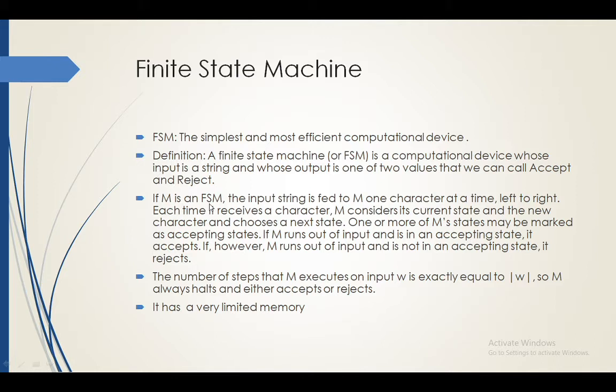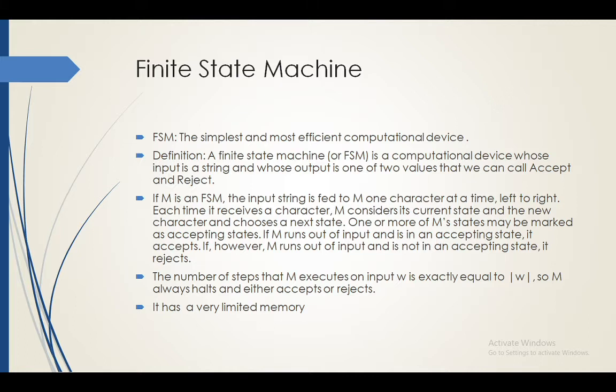If M is a machine, if the machine is a finite state machine, the input string is fed to M one character at a time, left to right. So we are going to feed the string as an input to this machine, in the form of one character at a time, and it will read the string from left to right, a single character at a time. Each time it receives a character, the machine considers its current state and the new character that is read, and based on that it will choose the next state.